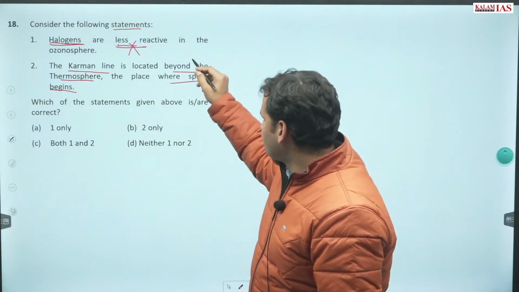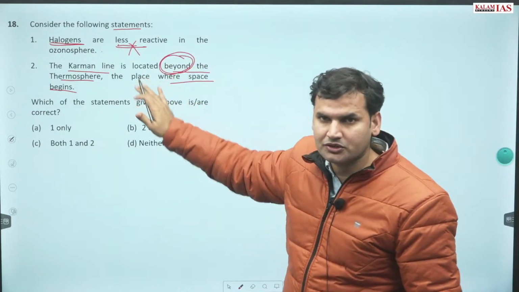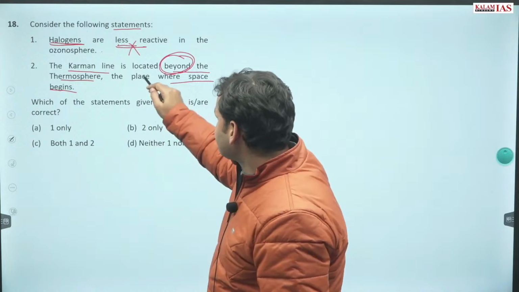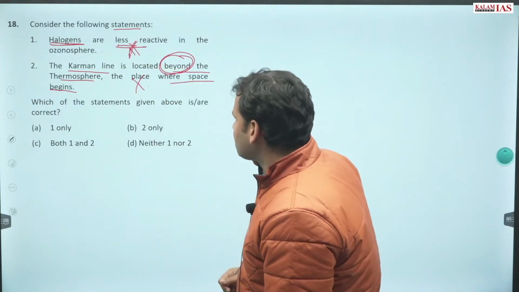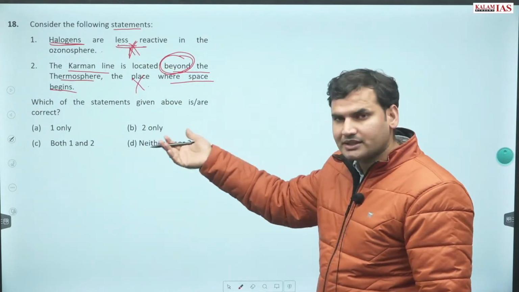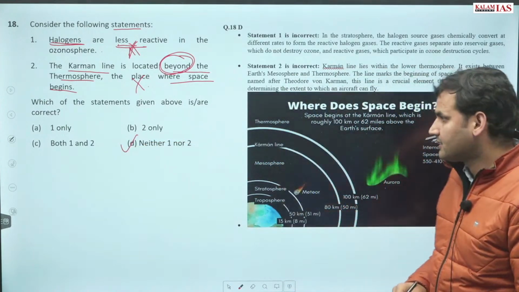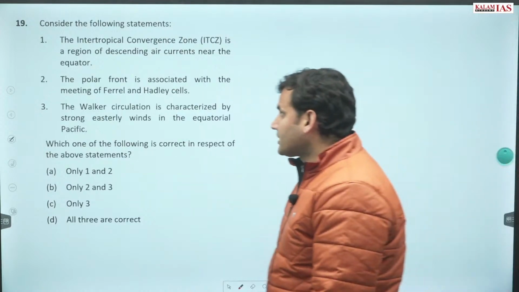Kármán layer is located beyond. No, this is not beyond the thermosphere. Rather, this is within the thermosphere, right? So this statement is wrong, and first statement is also wrong. और आपसे correct पूछा है, so correct answer is option D, neither one nor two. Question number 19.